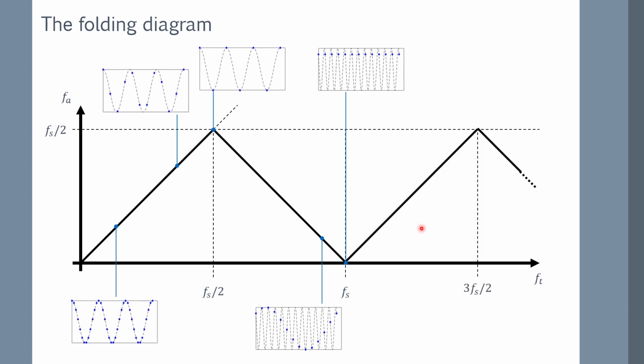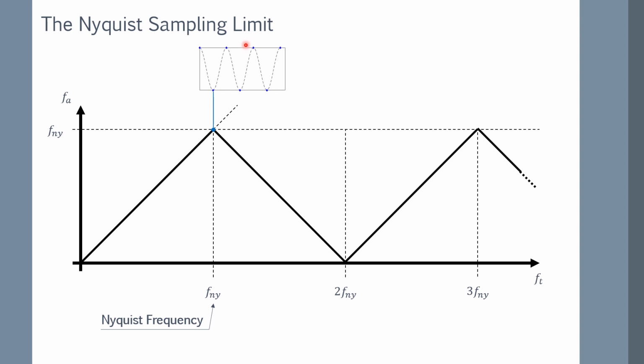And this folding diagram keeps on folding ad infinitum. As long as you have these true frequencies in your signal that are above the sampling frequency over 2, you get this effect of folding. So this is something that is very important to be careful about when you're performing sampling. And this is a qualitative explanation of what's called the Nyquist sampling limit.